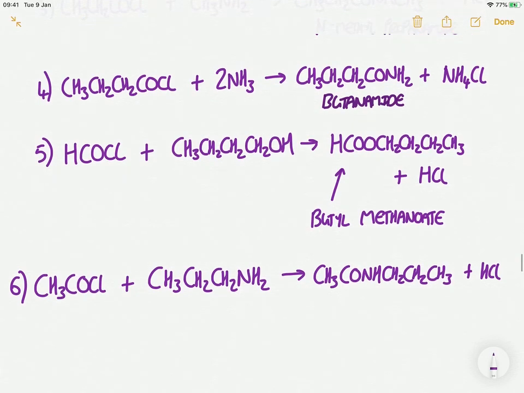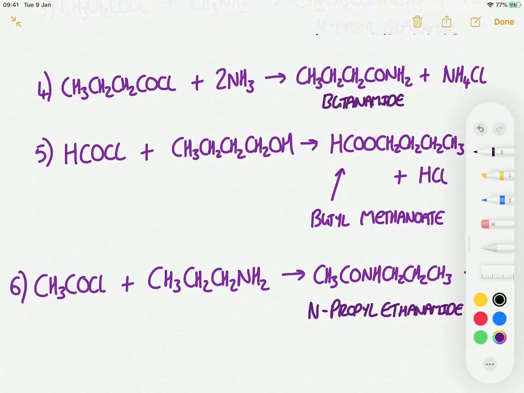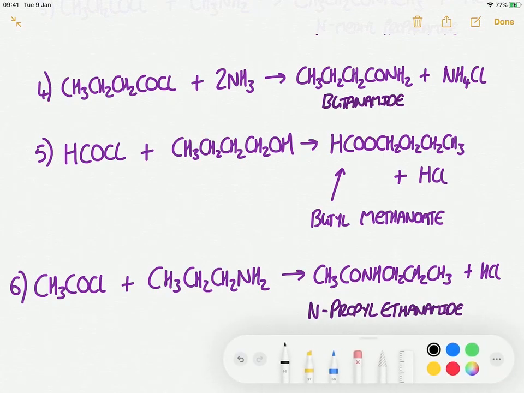Five and 6, we've got butyl methanoate in 5. And then finally number 6 was just equation, but again, if you've had a go, okay, that would be N-propyl ethanamide. So then, I hope you got on okay with those, alright? There's a lot of complexity in this particular part of the carbonyl group topic, especially the bit that crosses over with the amines topic, which is something that we'll do later on.